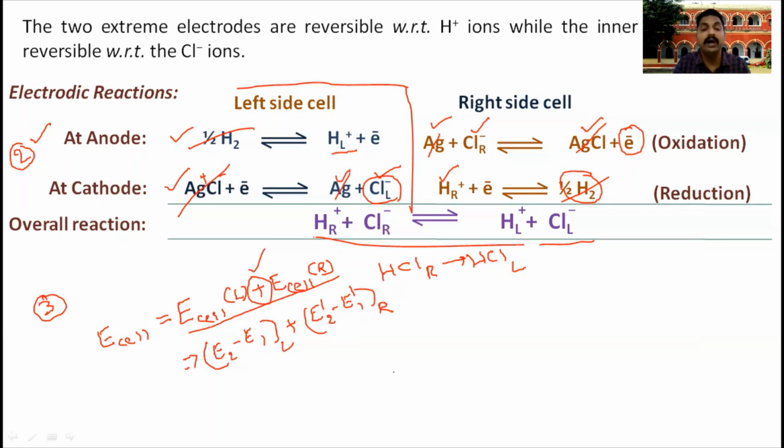Thus we have got E cell is equal to E2 minus E1 on left hand side plus E2 prime minus E1 prime on right hand side. So now again we will write the reactions all in terms of reduction reactions, because here we are taking all reduction potentials.